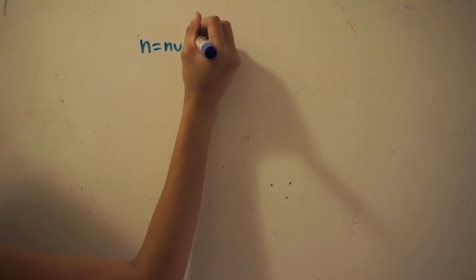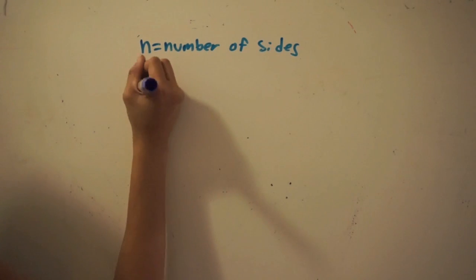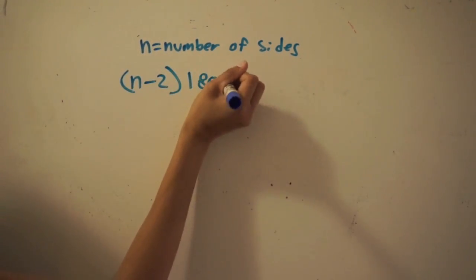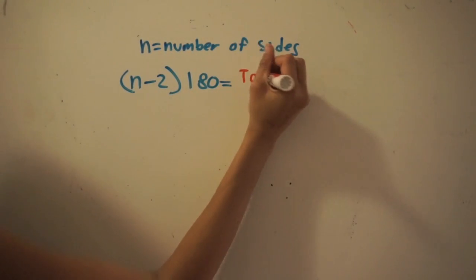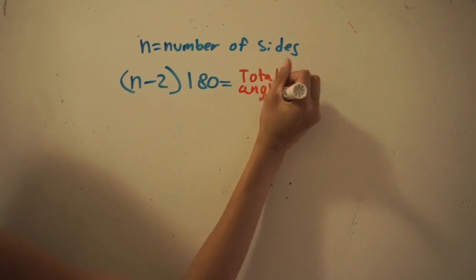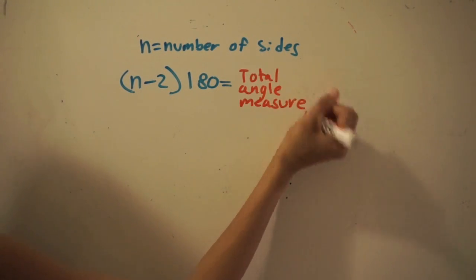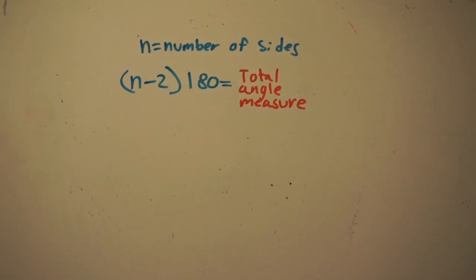Sometimes it can be difficult to count the number of triangles in a shape, but if you do the number of sides minus 2, you will get the number of triangles in the shape. So the formula would be n, the number of sides, minus 2 times 180.